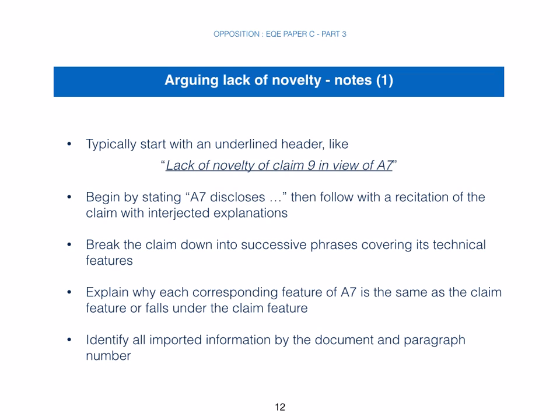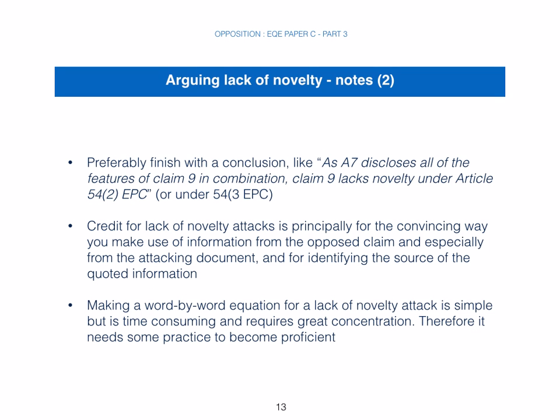Break the claim down into successive phrases covering the technical features, and if appropriate, break it down into several different paragraphs, and explain why each corresponding feature of A7 is the same as the claim feature, or why it falls under the claim feature. In addition, you must identify all imported information in the document by the document and paragraph number. Don't take anything for granted. Make use of cross-references from different documents. We're continuing on the next slide.